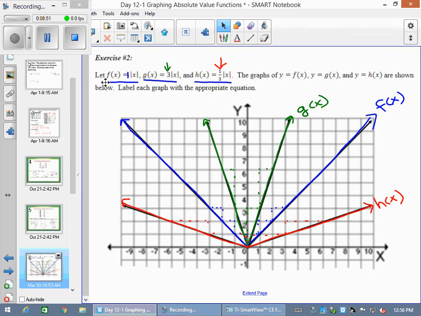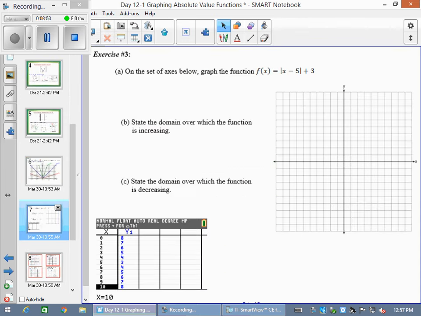Lastly, let's take a look at exercise 3. You're asked to graph the function f of x equals the absolute value of x minus 5 plus 3. So I'm going to go to y equals on my calculator. To get the absolute value again, you're going to go to alpha window, choice 1, absolute value of x minus 5. Now you have to write down the plus 3.